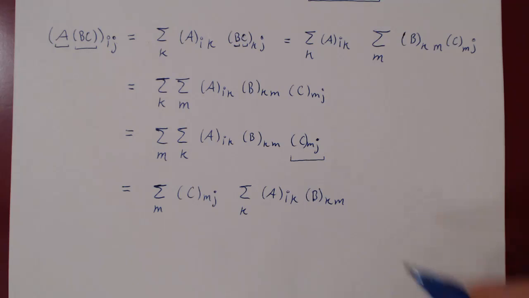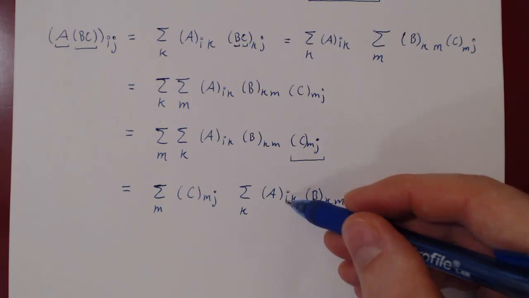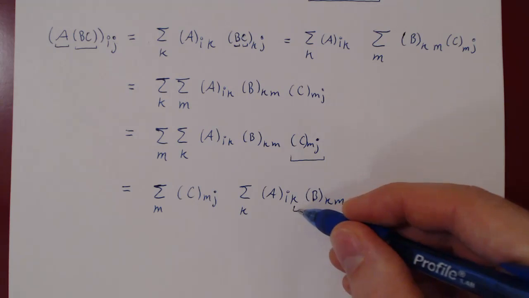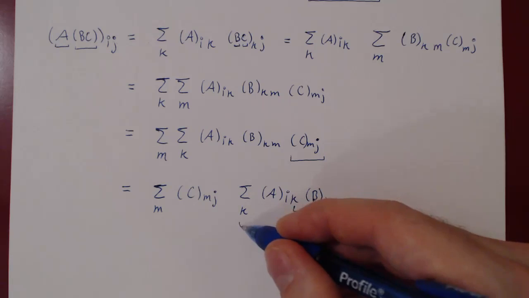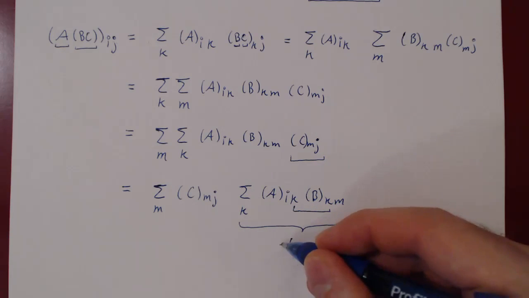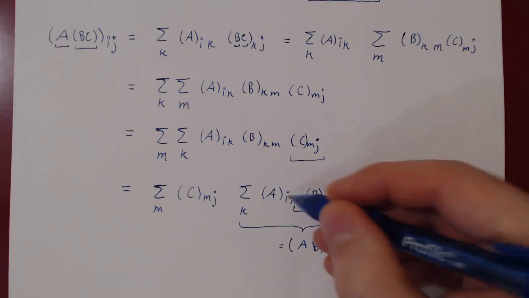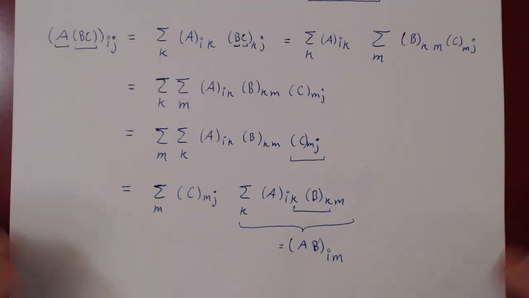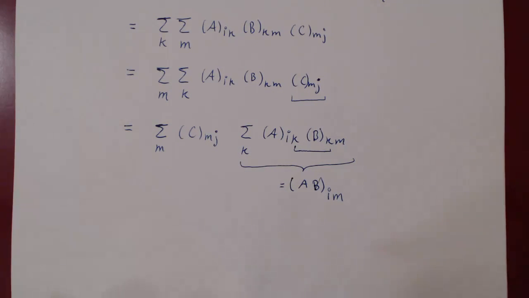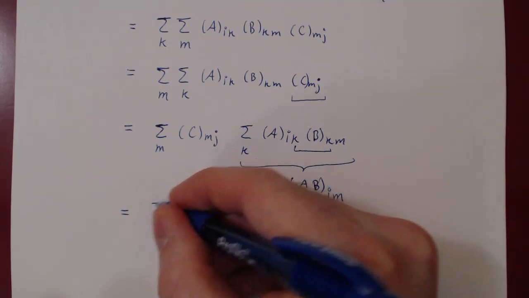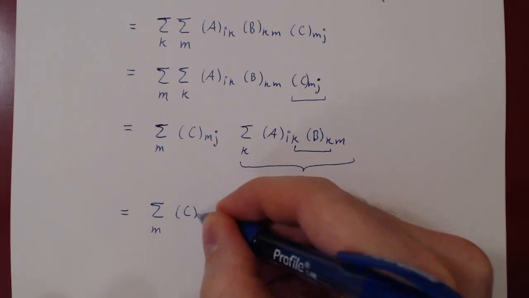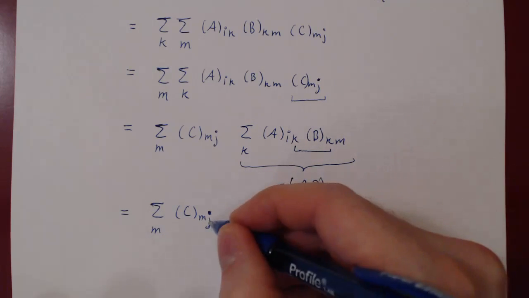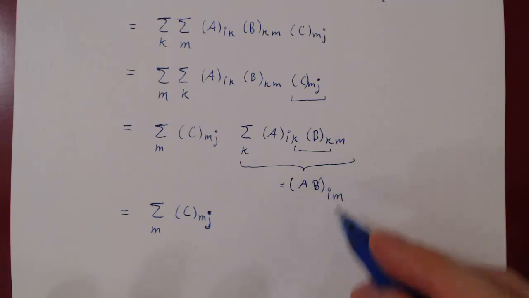And we can actually collapse this summation now. If you look at this, we are taking the entries in A in the ith row, the entries in B in the mth column, multiplying corresponding entries and adding them up. This is by definition the entry in the product matrix AB in the ith row, mth column. And so we're back down to a single summation. It is the summation of c_mj times (AB)_im.